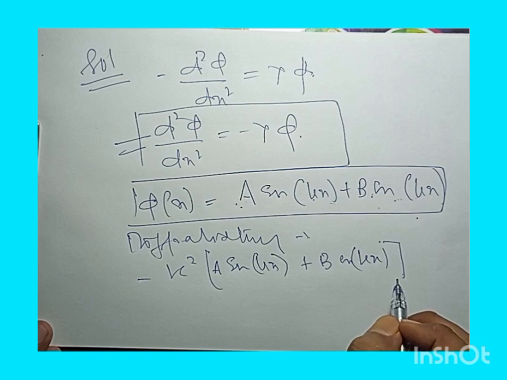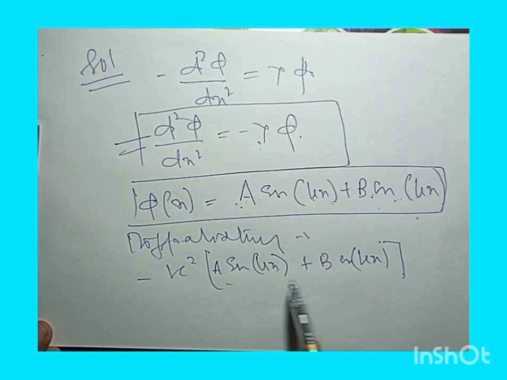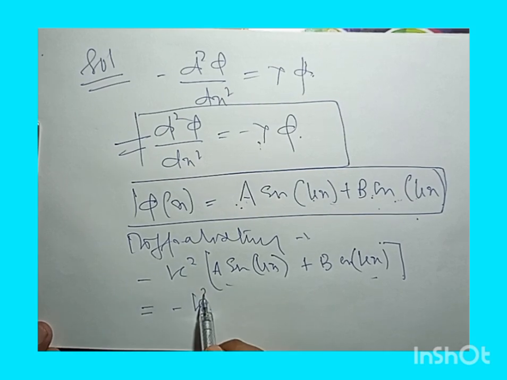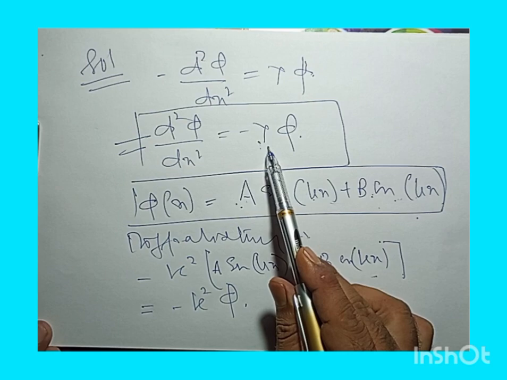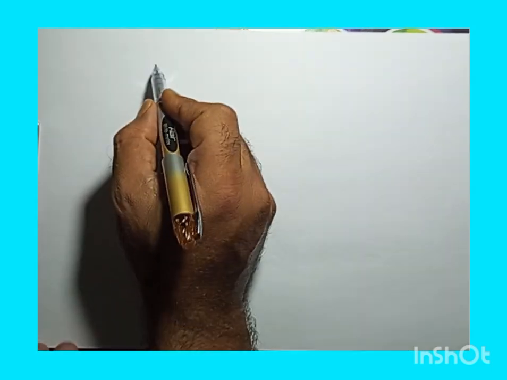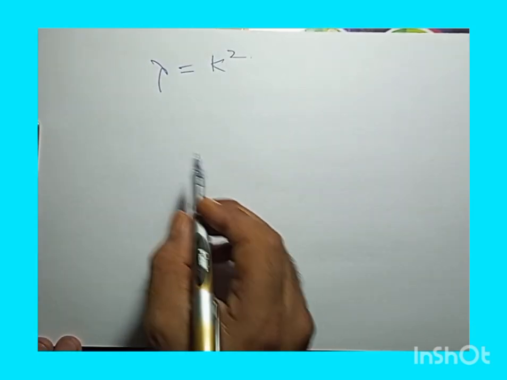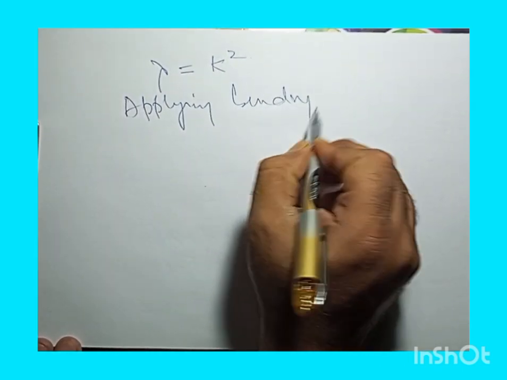Right, so what we have obtained here is lambda. Because this is again phi, we can write this as minus k squared phi. So this lambda is nothing but k squared. We can write down that lambda is k squared. Now what should we do? We should apply the boundary conditions.